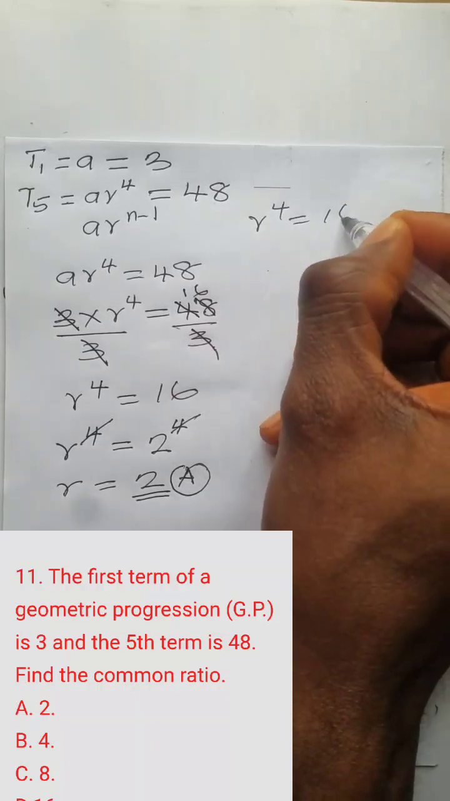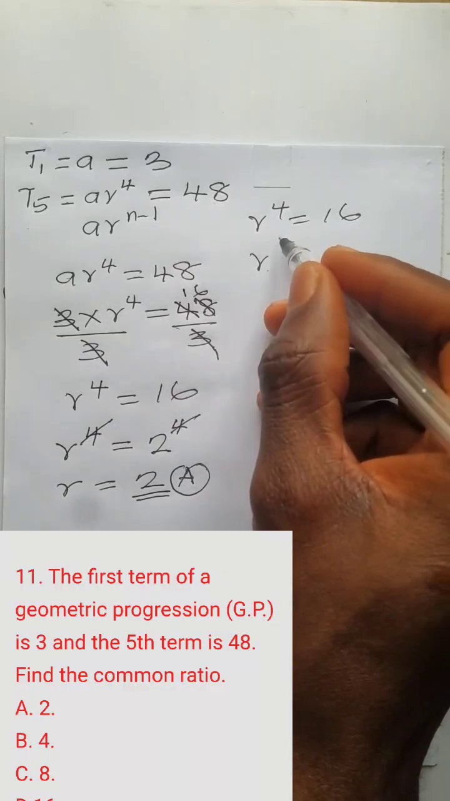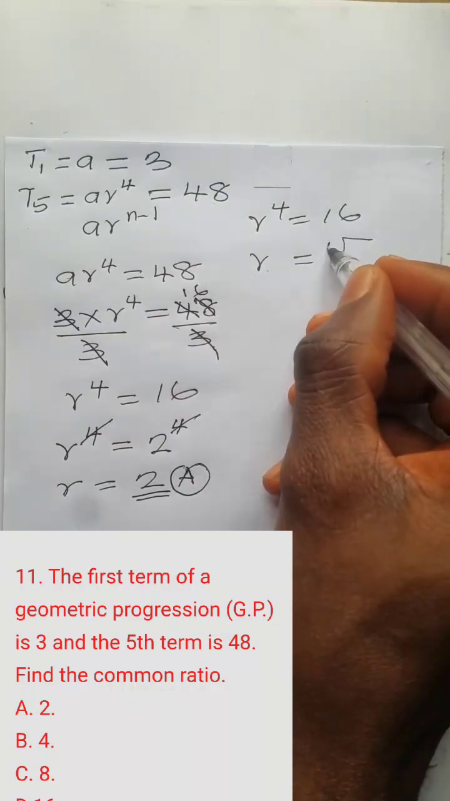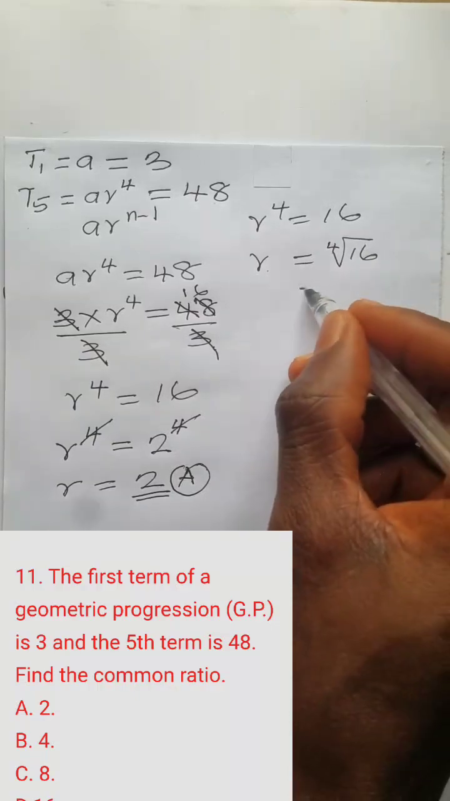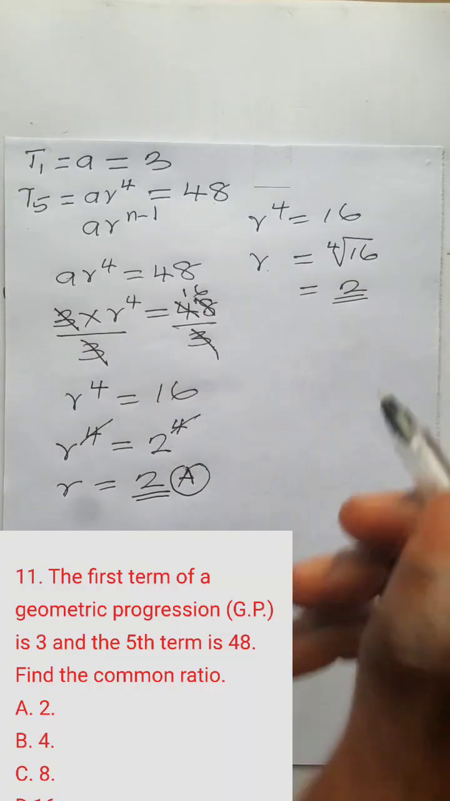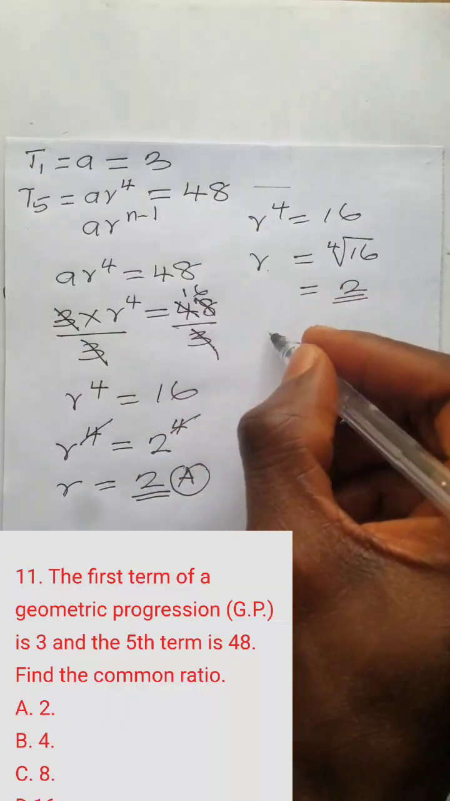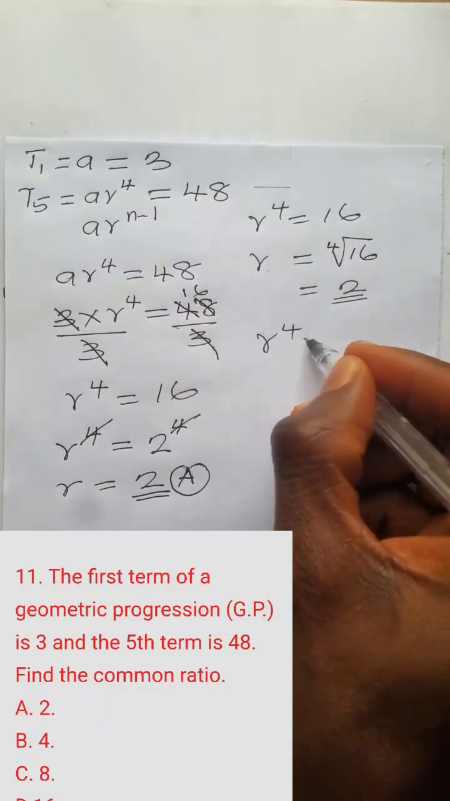But let's look at this place again. R to power 4 is equal to 16. I might just choose to do this. The power 4 goes over here and becomes the 4th root. Punch your calculator, the answer is 2. It doesn't matter, which is still the same thing as this.